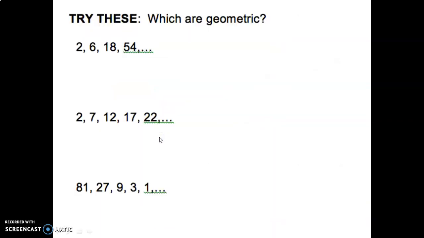Alright, which of these are geometric? First one, yes or no? Well, it is. We see a common ratio of 3, a common multiplier of 3, so it's geometric.